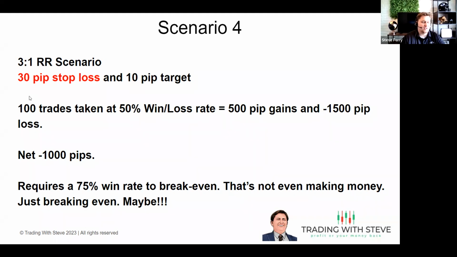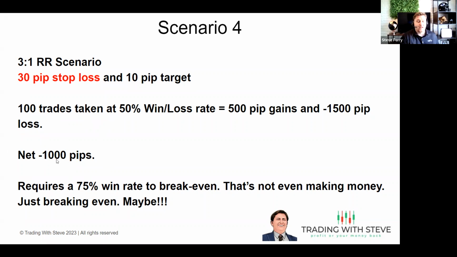It's just the opposite of scenario 3. So you take 100 trades at 50%. So let's say you're winning half of your trades. This means you will net 500 pips in gross pip revenue, but you will lose a net of 1,500 pips. And that would mean a total net of minus 1,000 pips.